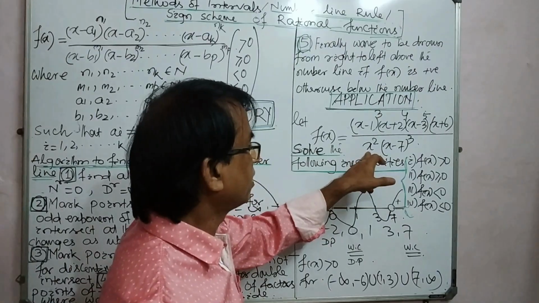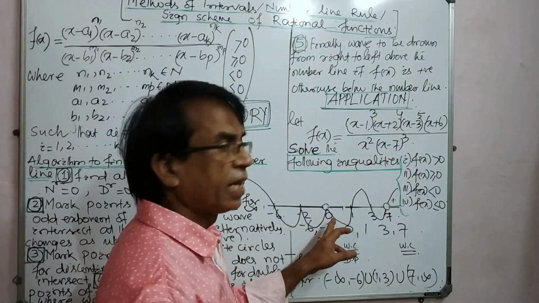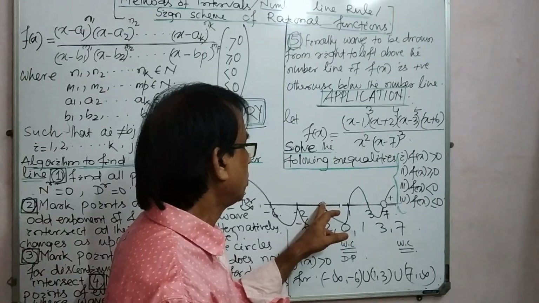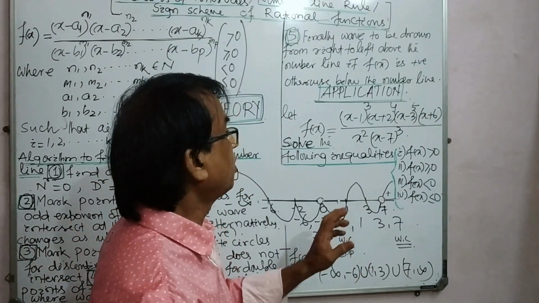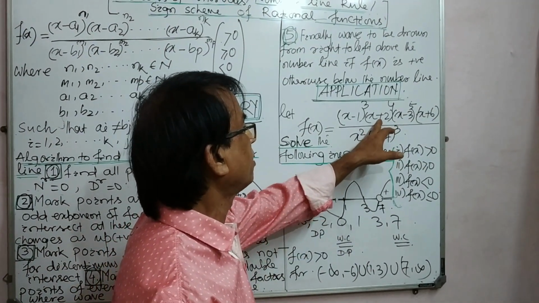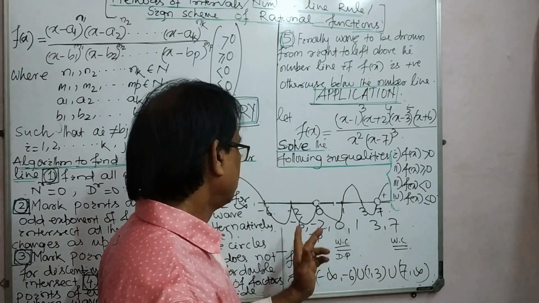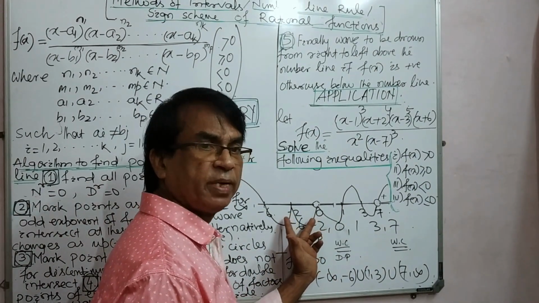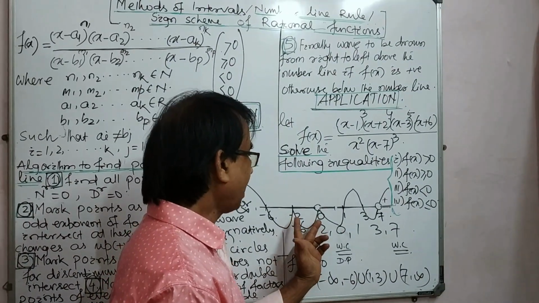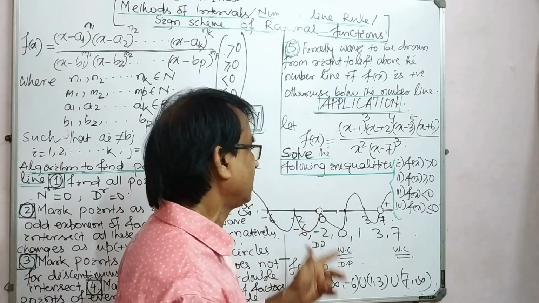Look at the denominator. 0 and 7 should be excluded from the solution, that's why I put white circles. And the double points, even exponent, are minus 2 and 0. The meaning of a double point is that the graph does not change, the wave does not change.